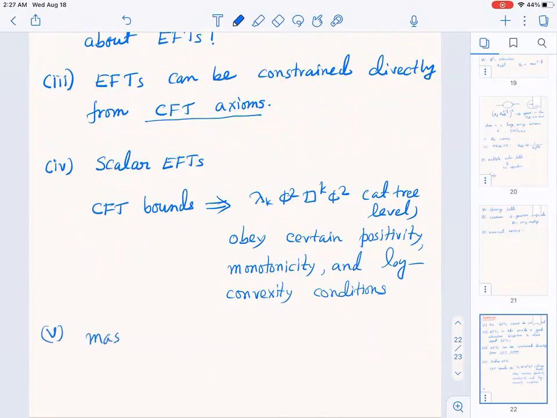An important fact is that for massive external states, all the bounds are consistent with the flat space assumptions that people use to derive constraints from scattering amplitudes. So they are consistent with flat space assumptions.